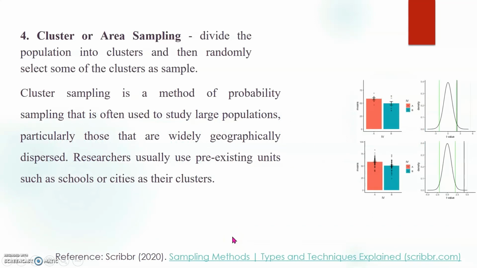Next, we have the fourth one, that's the cluster or area sampling. In cluster or area sampling, we divide the population into clusters and then randomly select some of the clusters as sample. Cluster sampling is a method of probability sampling that is often used to study large populations, particularly those that are widely geographically dispersed. Researchers usually use pre-existing units such as schools or cities as their clusters.